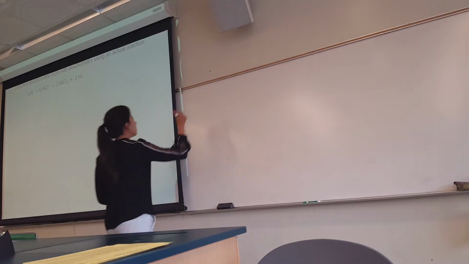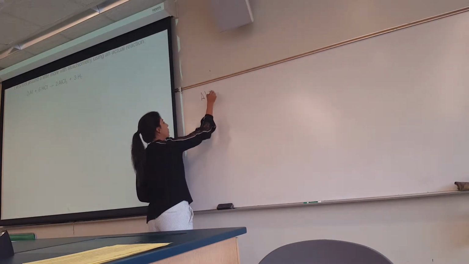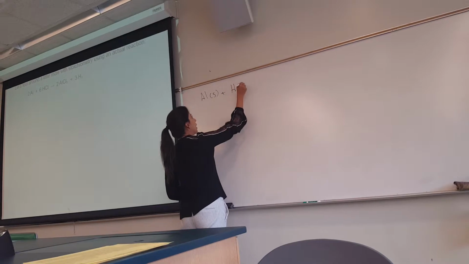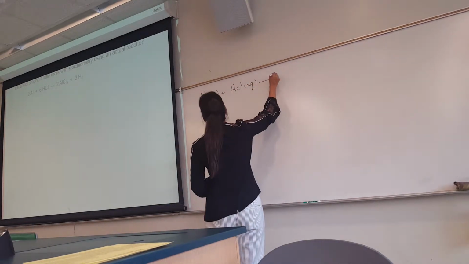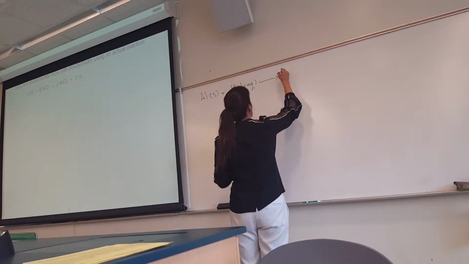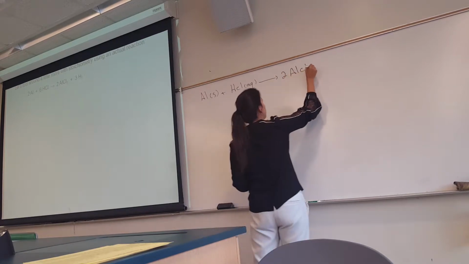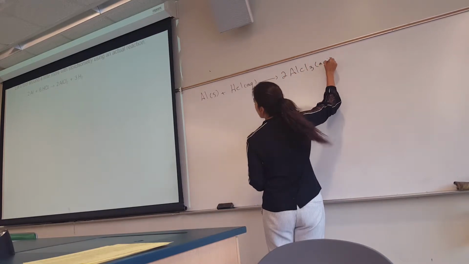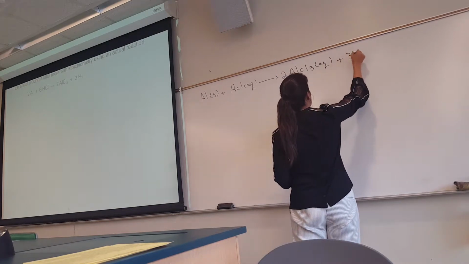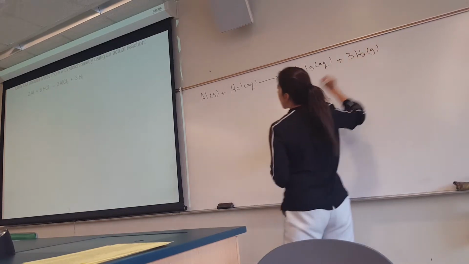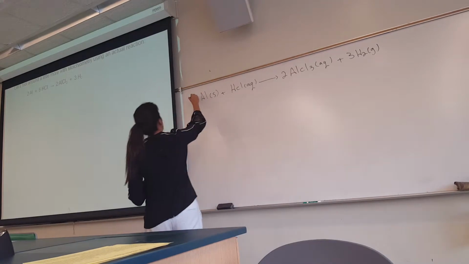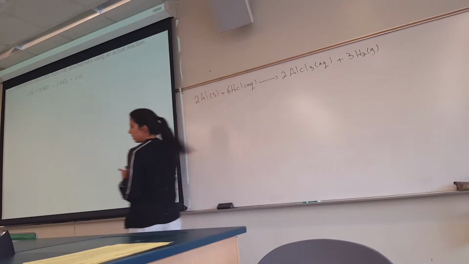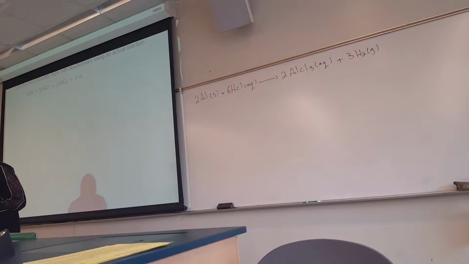Alright. So you're looking at a reaction of aluminum and hydrochloric acid. So aluminum metal reacts with hydrochloric acid, and from that reaction, aluminum chloride and hydrogen gas is produced. So to make sure this is balanced, you're going to need 2 aluminums and 6 hydrochloric acid.